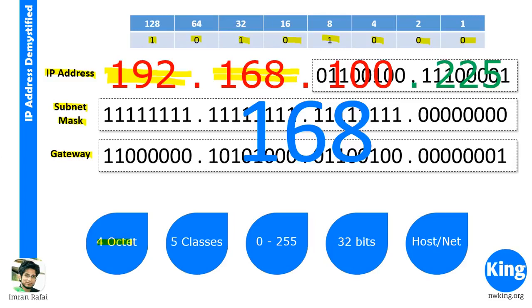So an IP address is 4 octets long. As we already saw, you have 4 octets separated by a dot. An IP address is also a 32-bit number. As we saw, you have 32 bits in every IP address. Every octet is 8 bits: 1, 2, 3, 4, 5, 6, 7, 8, so 8 bits into 4. So it's a 32-bit address.